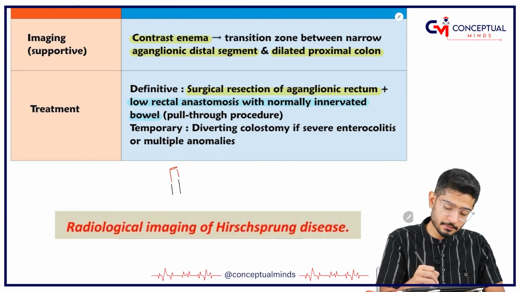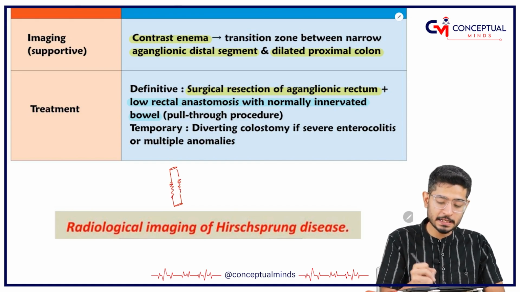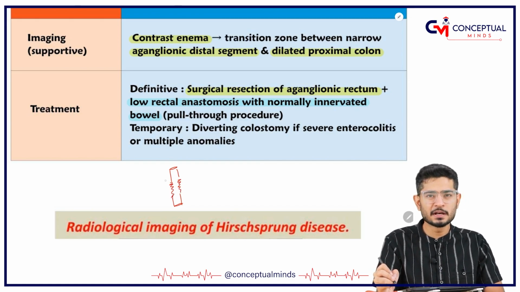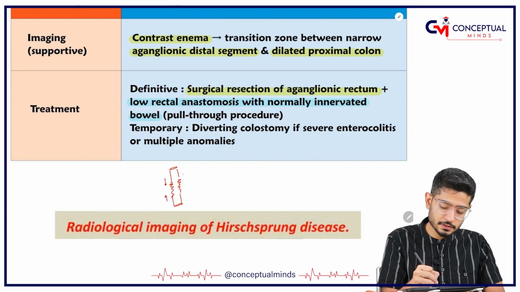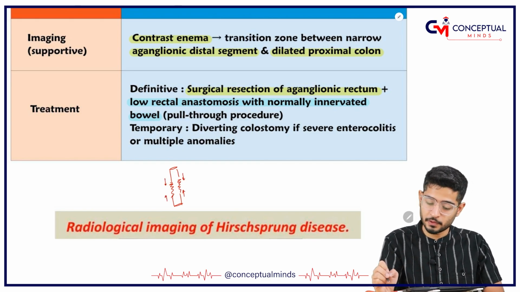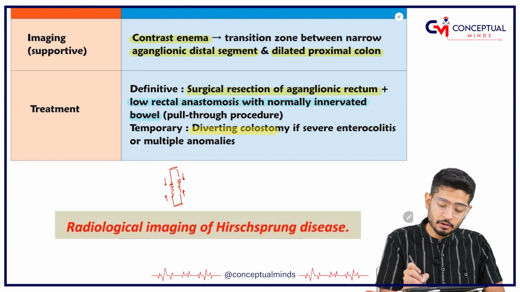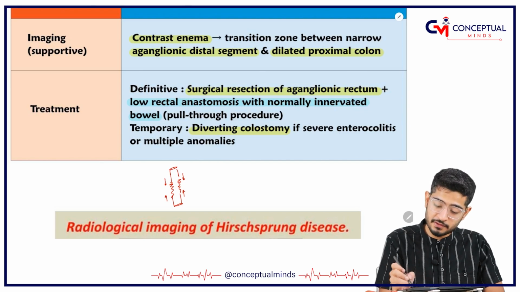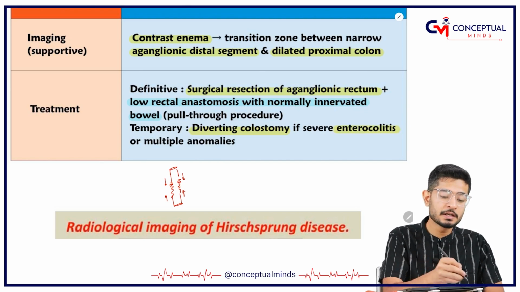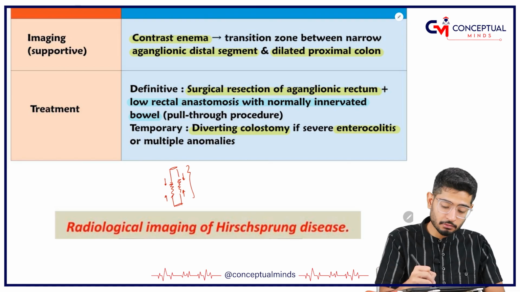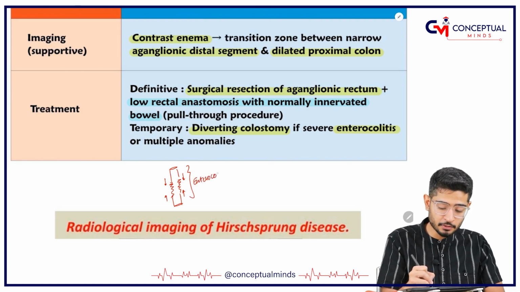Suppose this is the segment having the aganglionic part and this is a normal segment. You just cut the segment which is having the aganglionic part and you do anastomosis between the parts which are normal. This is done by pulling through both the ends, so it is called the pull through procedure. Temporarily what you can do else is diverting colostomy if severe enterocolitis is there. Sometimes the entire colon is going to show some inflammation.